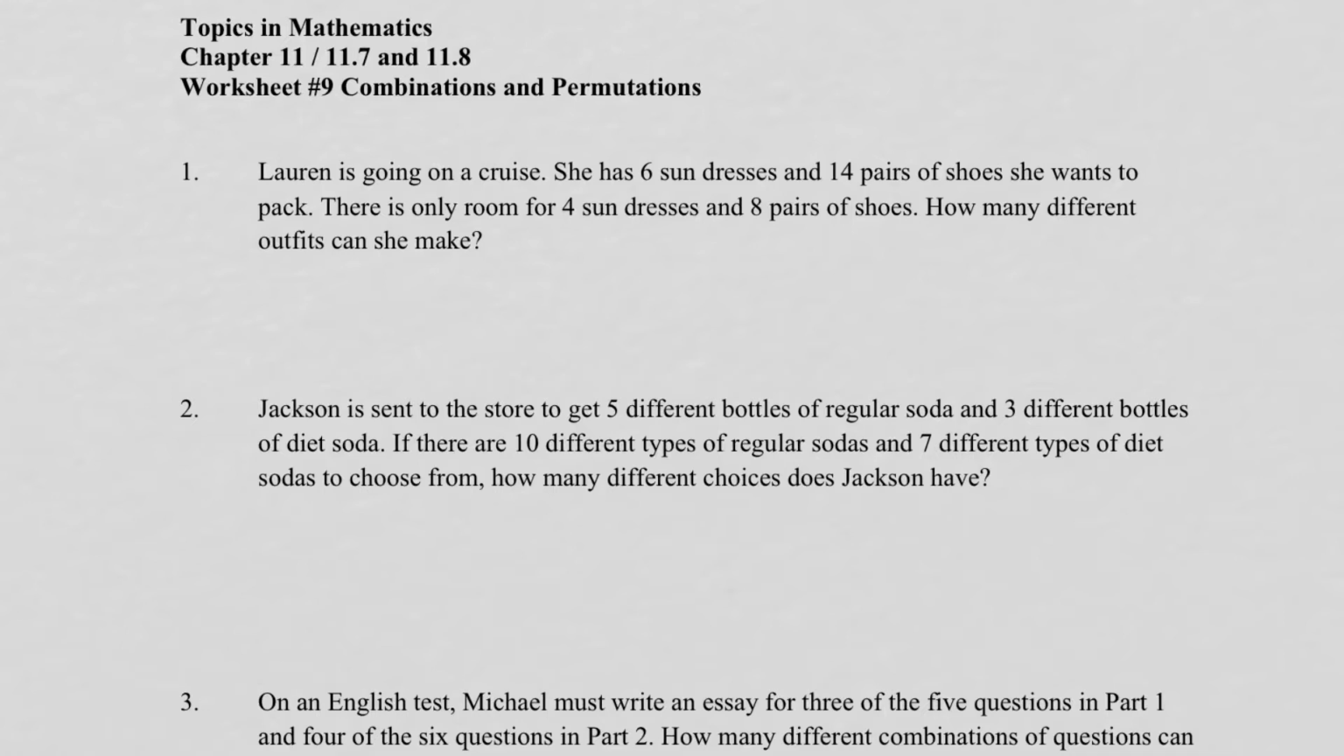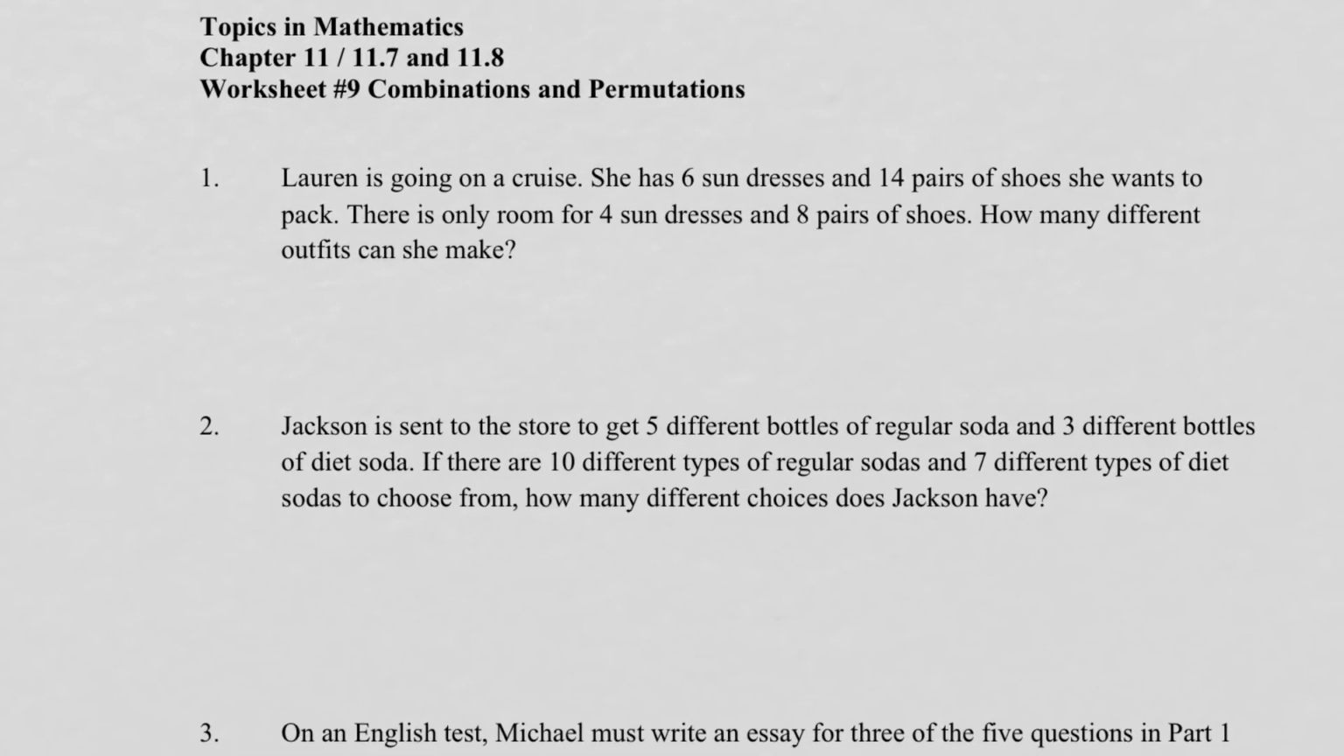So, although this says combinations and permutations, this is mostly combinations. Okay, and we're only going to do 1 through 10. Okay, we're going to skip the rest of that. It gets redundant and boring after that. Okay, so 10 I think is a pretty sufficient amount to read and to do.